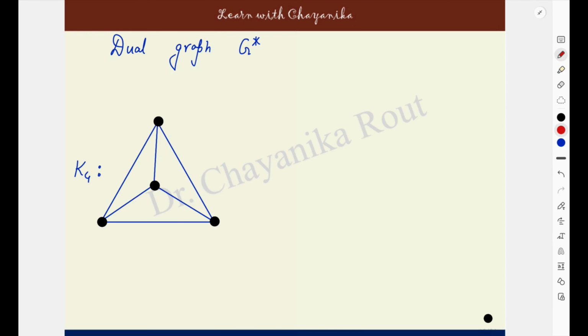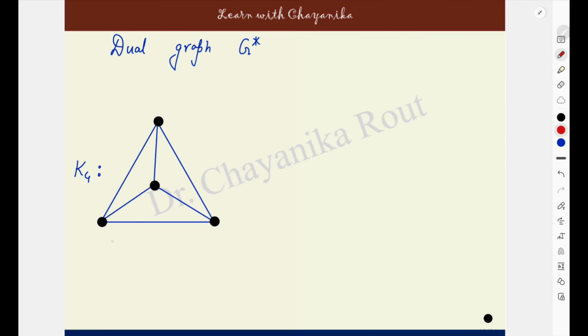Now how to find out the dual graph of any planar graph? Yes, dual graph exists only for planar embeddings. So given a graph, first make sure you have drawn the graph without edge crossing. That is a planar embedding. Then only we can find out the dual graph of that planar embedding.